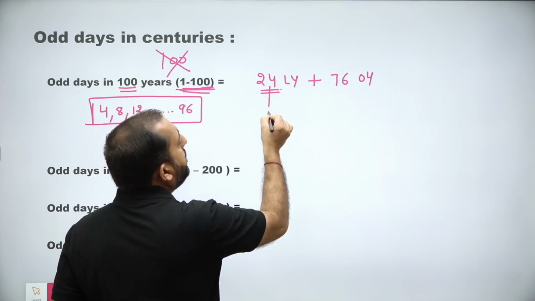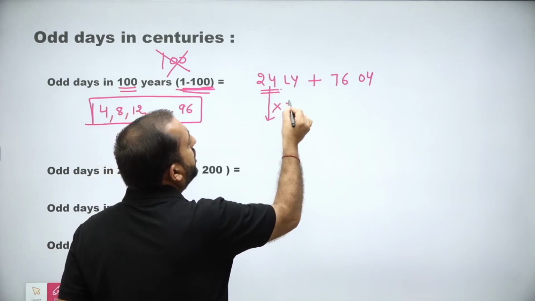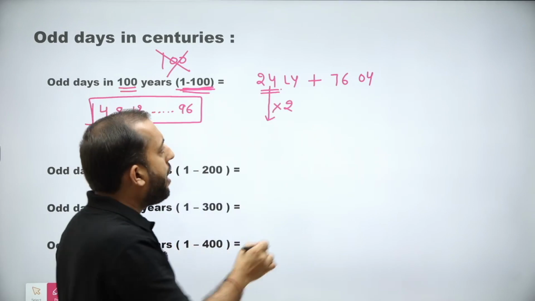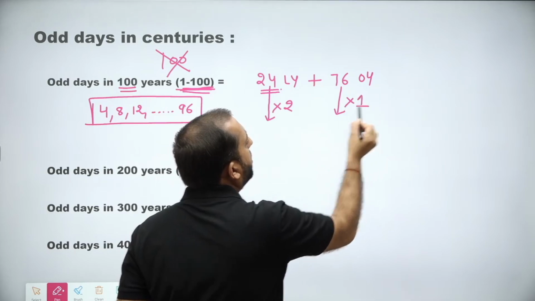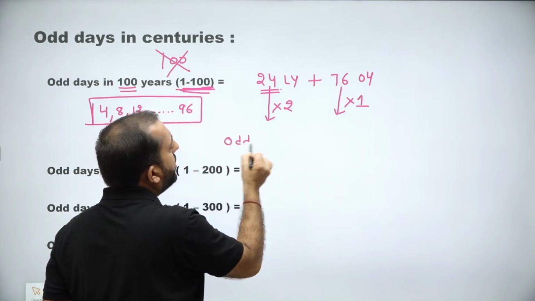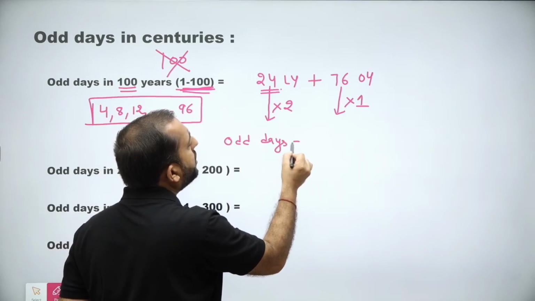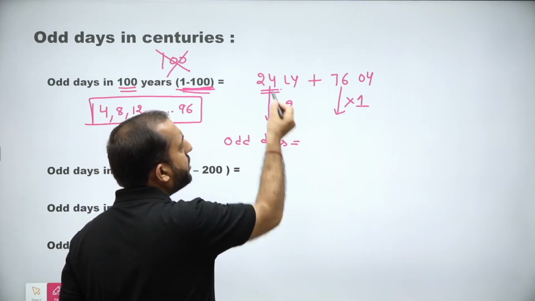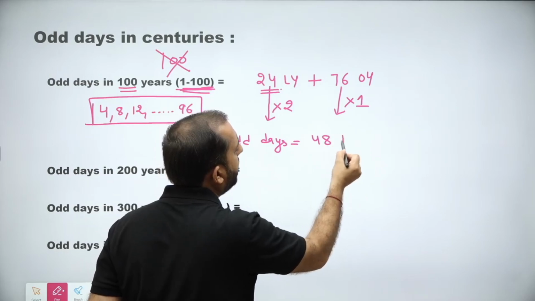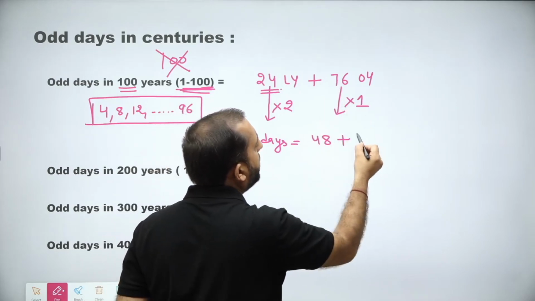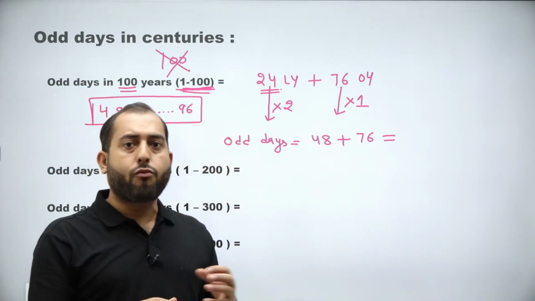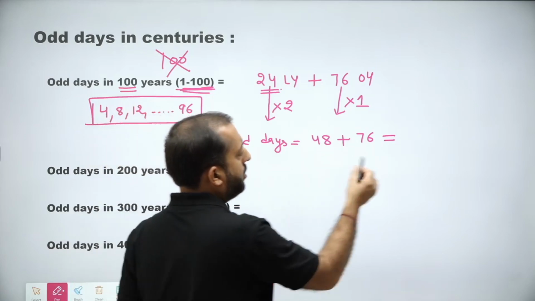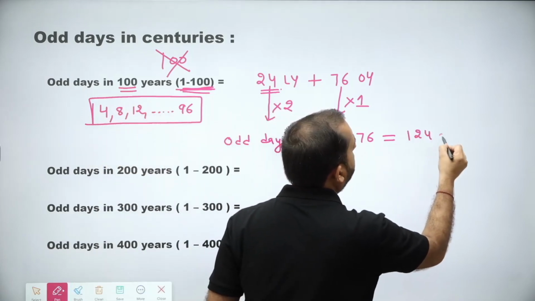In every leap year, the number of odd days is 2. We just calculated that. And in every ordinary year, the number of odd days is 1. So in 100 years, the total number of odd days will be 24 into 2, that is 48, plus 76 into 1, that is 76. If we add them, 70 plus 40 is 110, and this will become 124 odd days.